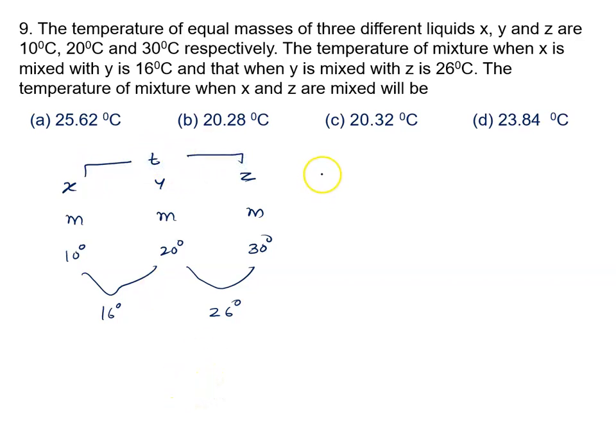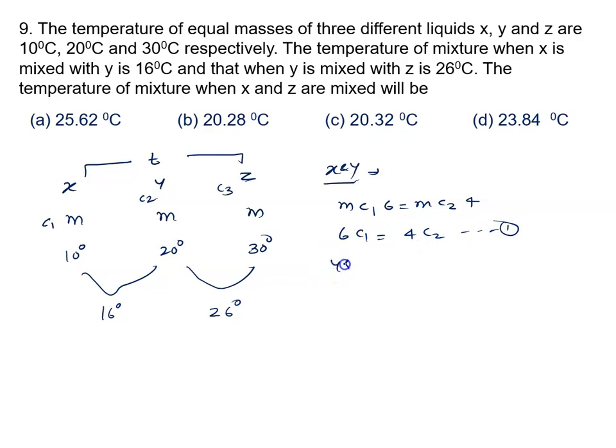So firstly we are mixing X and Y. What we will write? Heat loss equal to heat gain. So of course it is visible to all of you. 20 degree is more than 10 degree, it means heat will be lost by the Y and it will be gained by the X. So that is MC. We say specific heat is here C1, here C2, here C3. So MC1 delta T is 6 equal to MC2 delta T is 20 minus 16, that is 4. So what we can say, C1 into 6 equal to 4 into C2. This is equation number 1.